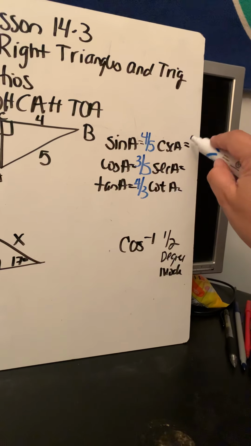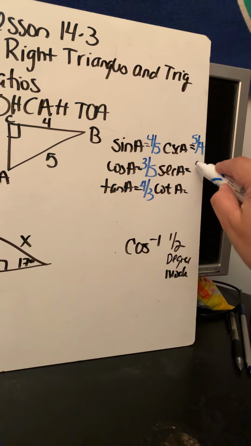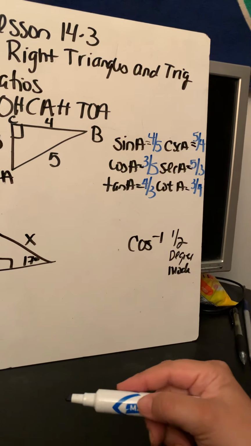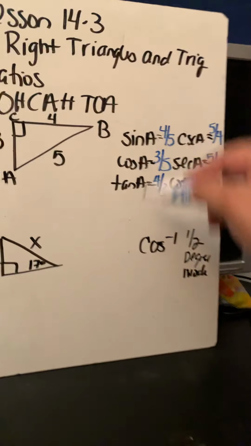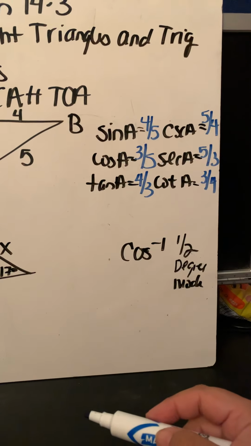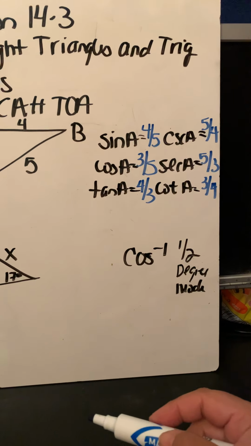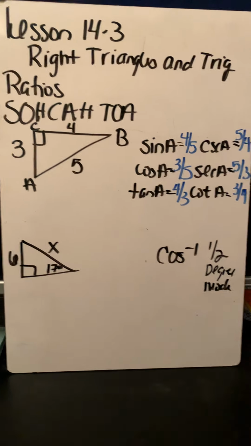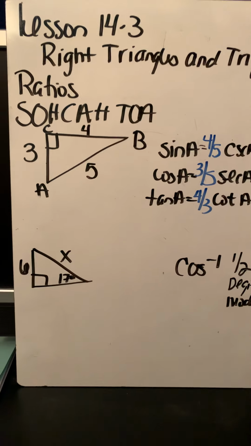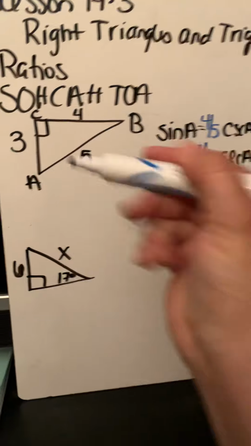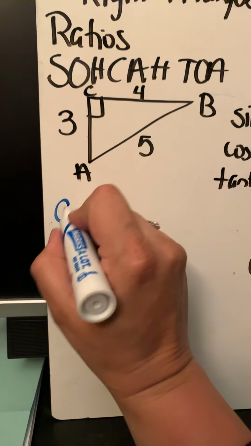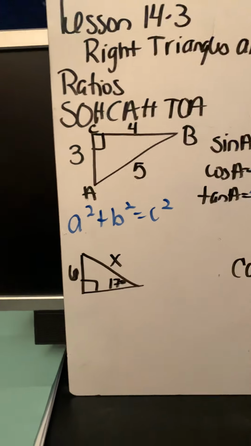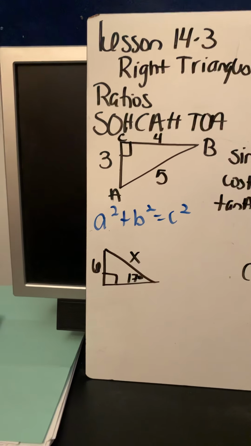And then these are the reciprocals. 5/4, 5/3, 3/4. Okay, so whenever you have these ones here, it's easy to find the other three because it's just the reciprocal functions. So that is how you label the ratios. If you are missing a side, what theorem do you use to find that missing side? The Pythagorean. So you'd have to use a squared plus b squared equals c squared. Just to review on that Pythagorean theorem.